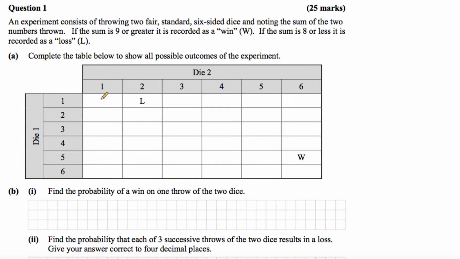So 1 and 1 would be a loss, 3 and 1, 4 and 1, 5 and 1, 6 and 1 would also be a loss, 6 and 2 would be 8, so that would be a loss, and everything below that as well. Then going down the side, these would all be losses. 4 and 1, 5 and 1, 6 and 1 giving 7, 6 and 2, again a loss.